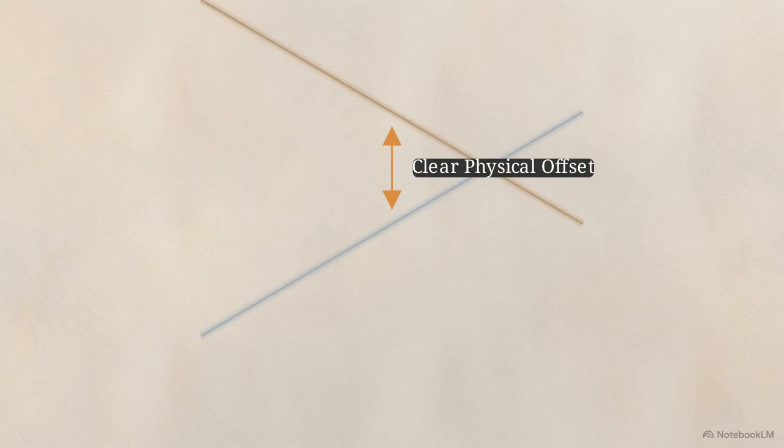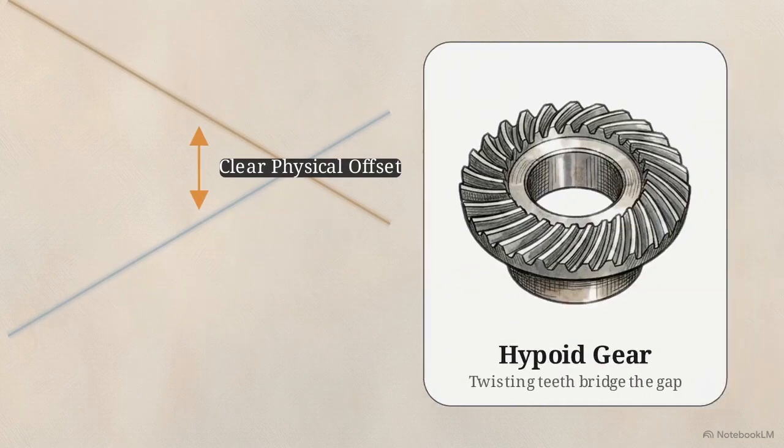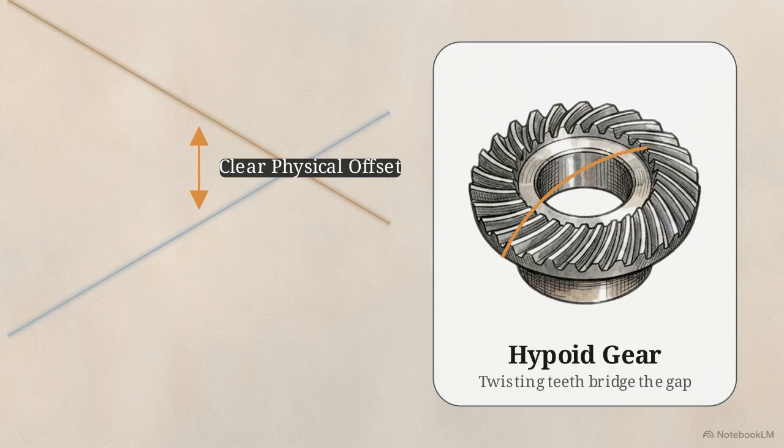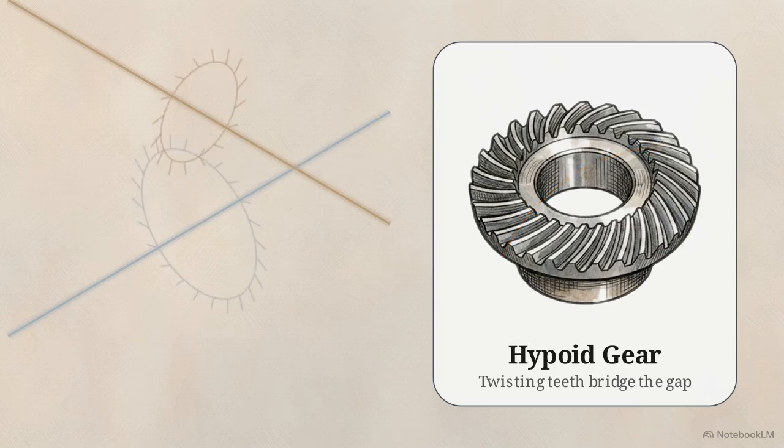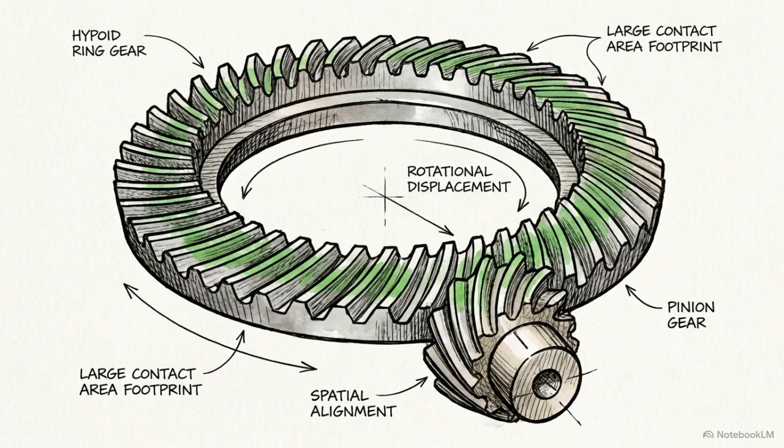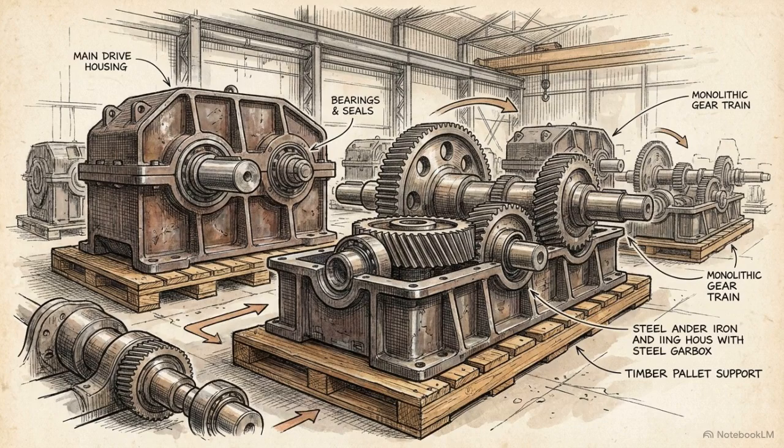The most complex 3D challenge occurs when shafts cross paths but do not intersect, passing one another with a clear physical offset. This offset is bridged by the hypoid gear. It uses conical traits and twisting teeth to reach across the gap between the shafts. This design allows for massive gear ratios and very high load tolerances because more of the tooth surface is in contact at once. This makes hypoid gears the standard for heavy-duty car differentials and industrial gearboxes.